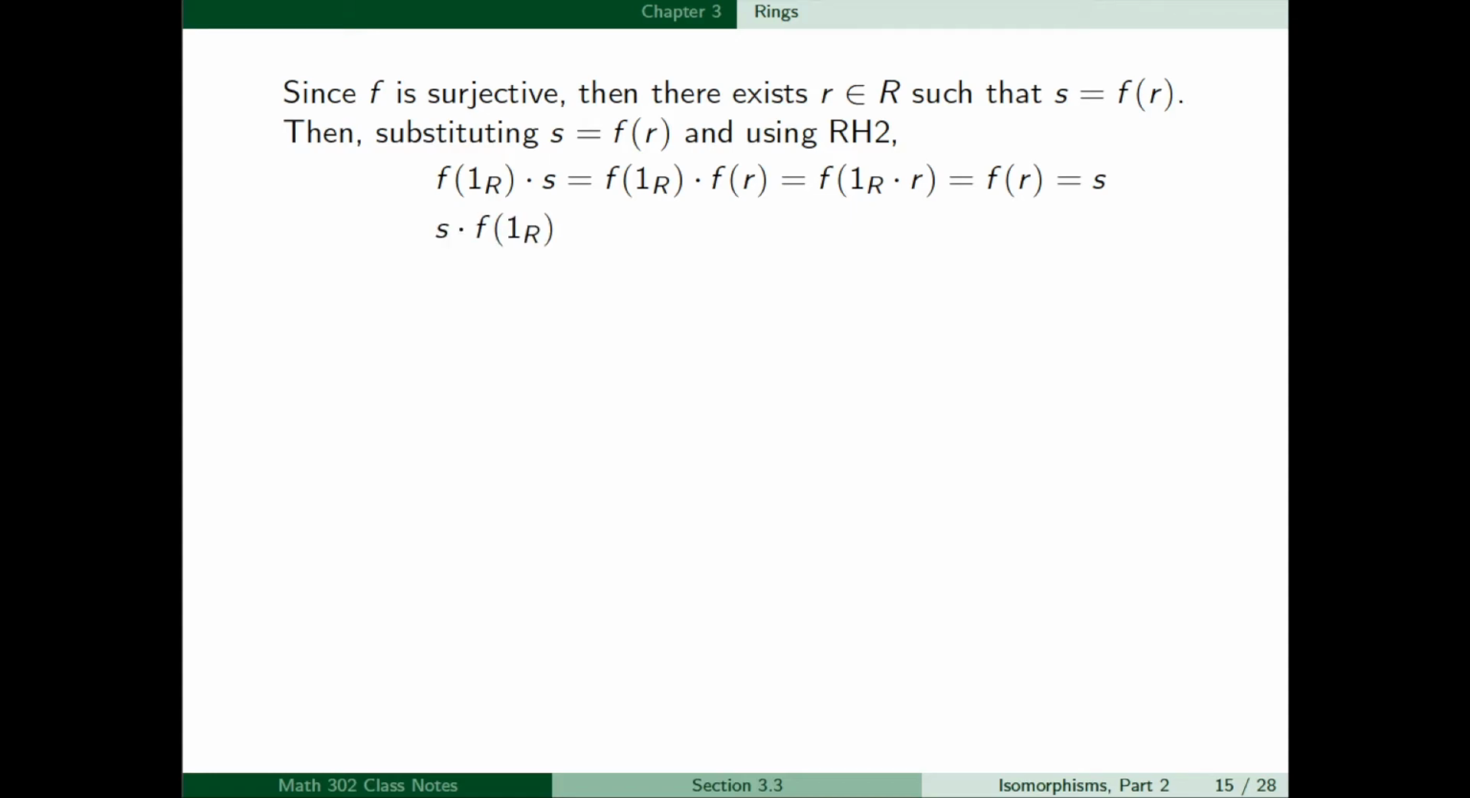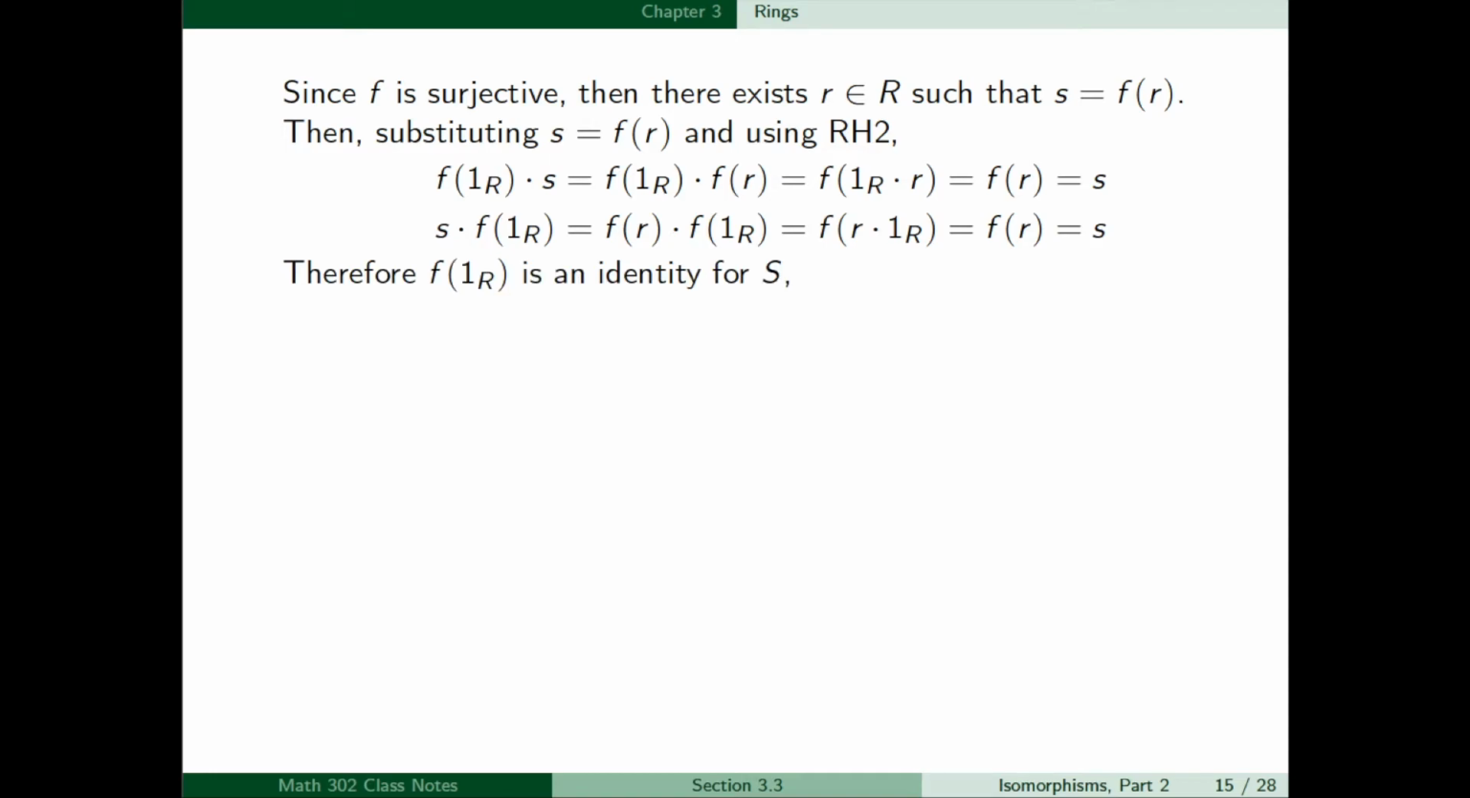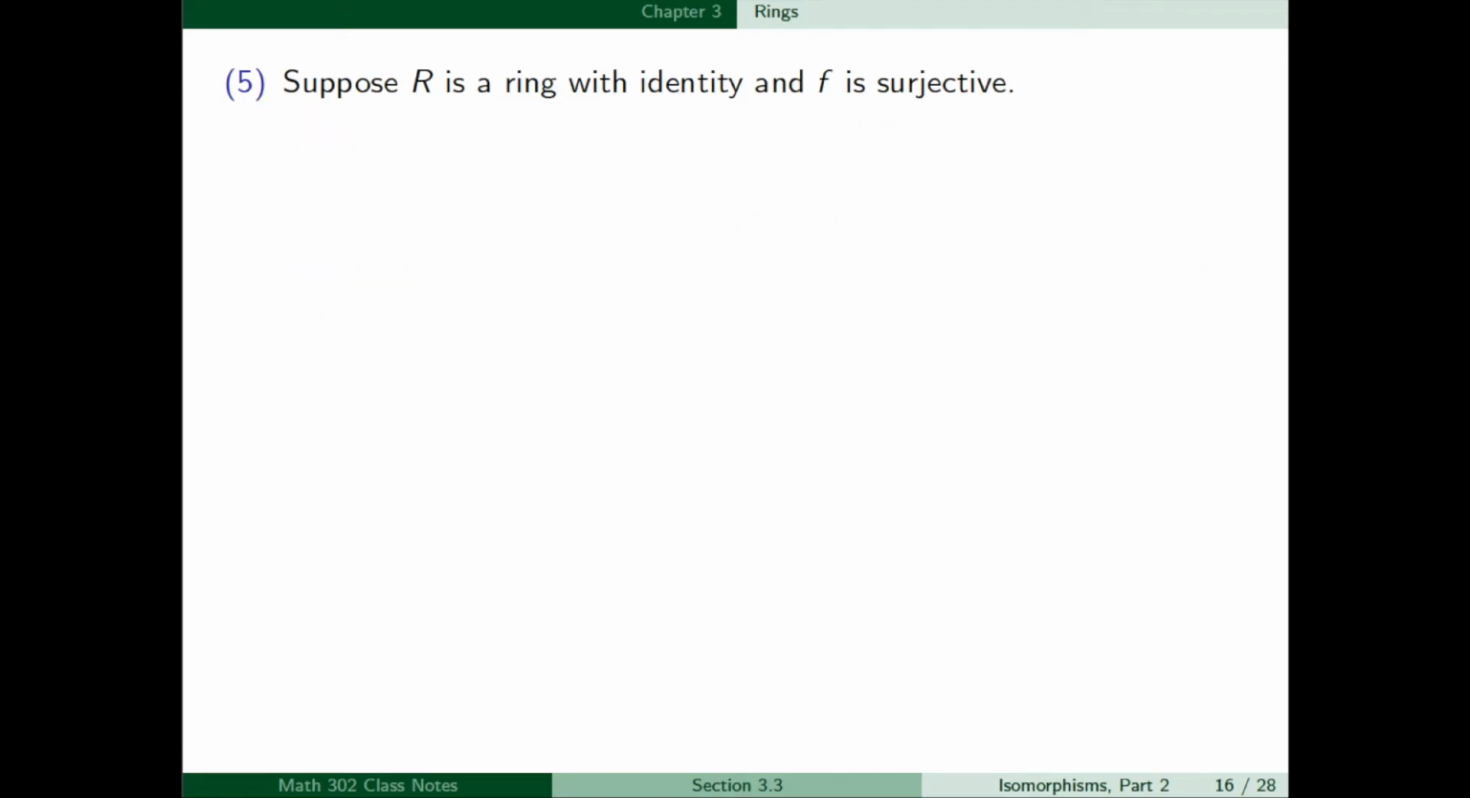And similarly, s times f of 1 sub R will be equal to f of r times f of 1 sub R, which is equal to f of r times 1 sub R, which is equal to f of r, which is equal to s. So this proves our two equalities. Therefore, f of 1 sub R is an identity for S, so S is a ring with identity. And this proves 4. And finally, we have property 5.